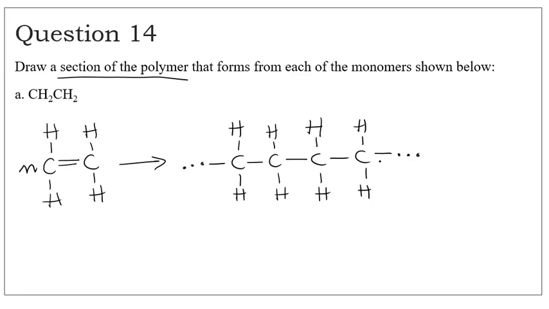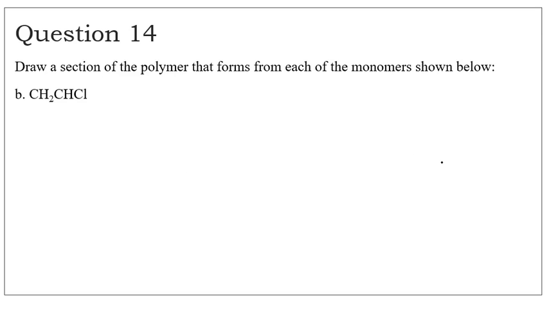So that's fine. Feel free to add another monomer if you want. You probably don't want to stop at 5 carbons or like 2.5 monomers though. That's kind of weird. So if you're going to add a monomer, add the whole thing, don't just add half of it. Okay, part B.